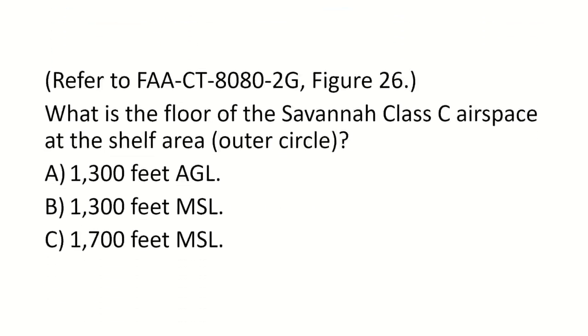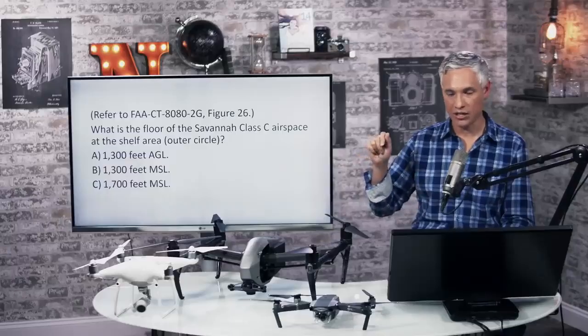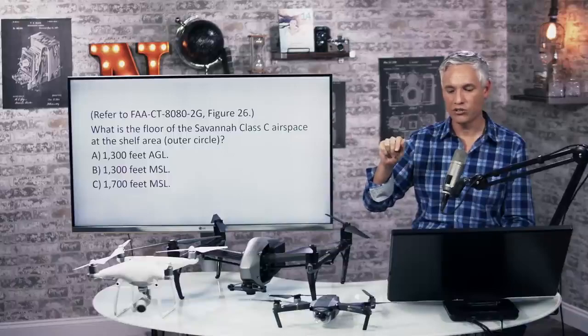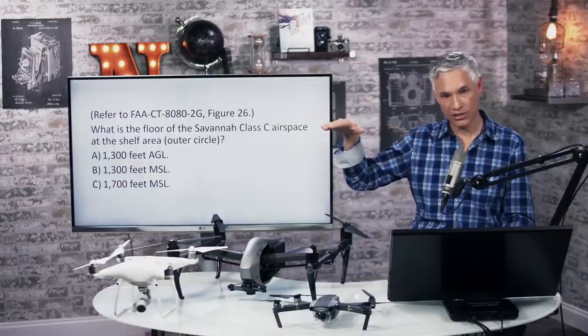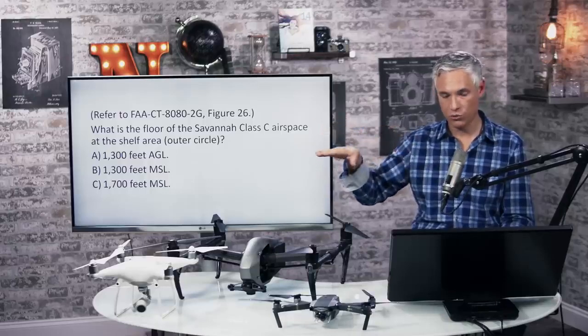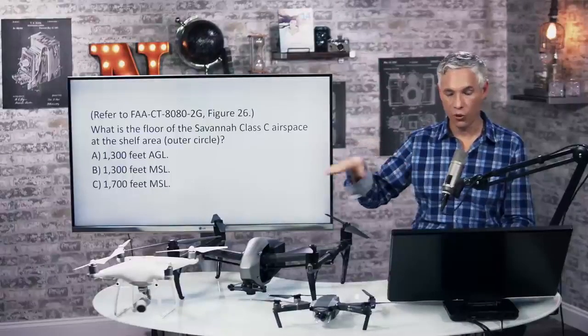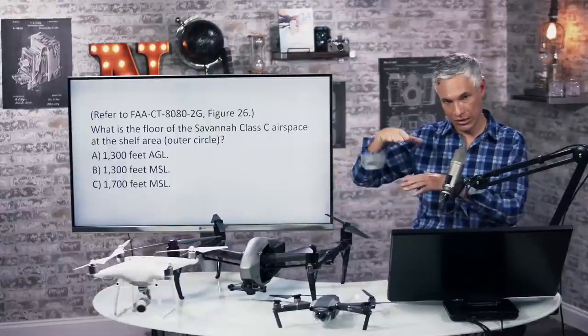Here's a question from their practice test, but it's just like you'll see on the real test. What is the floor of the Savannah Class C airspace at the shelf area, the outer circle? And then they're going to give you three numbers, 1,300 feet. And in this particular question, you'll probably see maybe it'll be 25 over 13. 25 would be the ceiling of the Class C airspace, and 13 would be the floor of the Class C airspace. Because remember, it's like a tier.